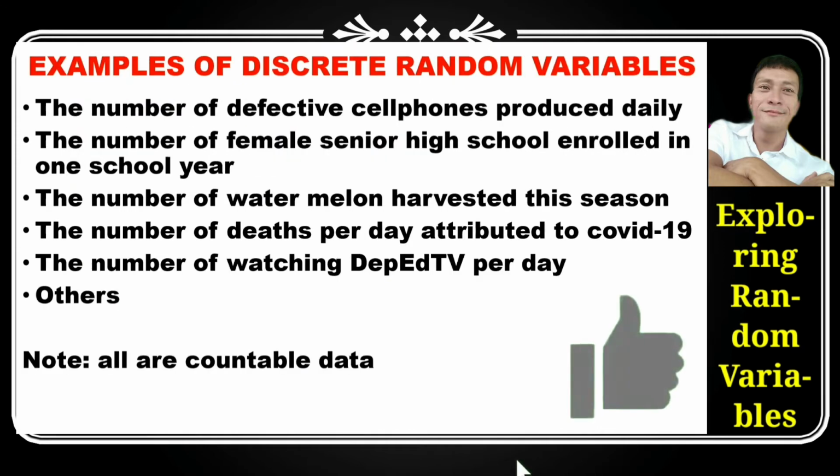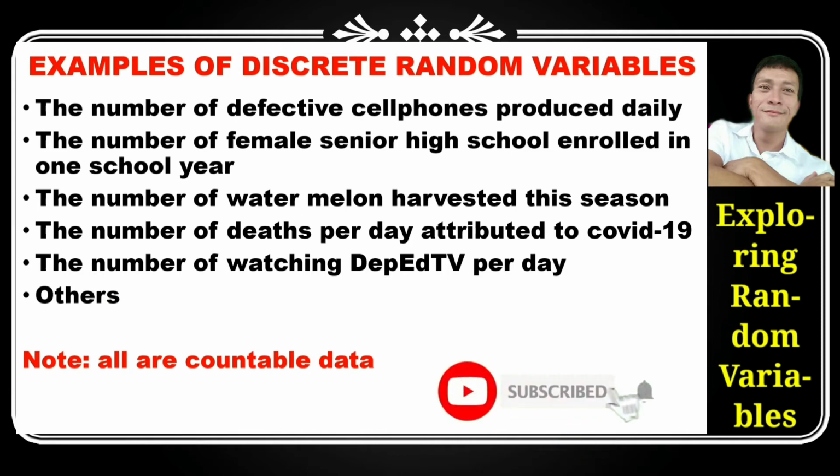Let's have some examples of discrete random variables. First, the number of defective cell phones produced daily. Number 2, the number of female senior high school students enrolled in one school year. The number of watermelons harvested this season. The number of deaths per day attributed to COVID-19. And last but not the least, the number of viewers watching DepEd TV per day. Please take note, all the above mentioned data are countable, so therefore they are discrete random variables.